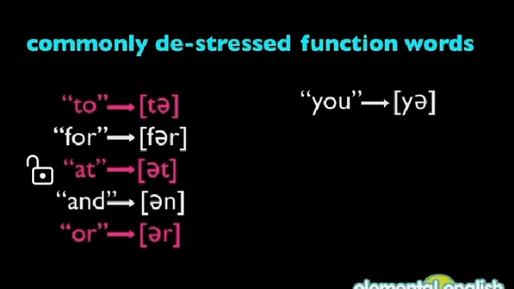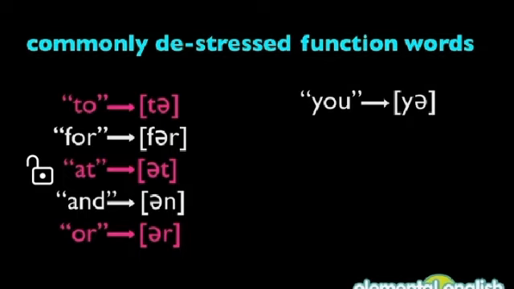Strong forms and weak forms. "To" becomes "t." "For" becomes "fur." "At" becomes "it." "And" becomes "n." "Or" becomes "er." "You" becomes "ya." Again, "to" becomes "t." "For" becomes "fur." "At" becomes "it." "And" becomes "n." "Or" becomes "er." "You" becomes "ya."